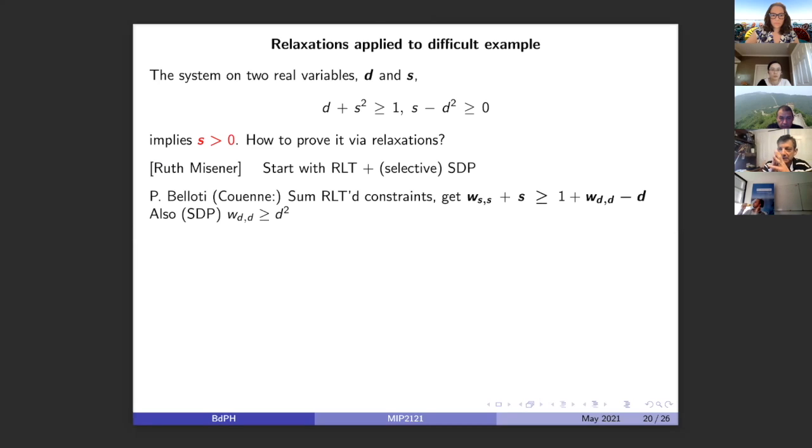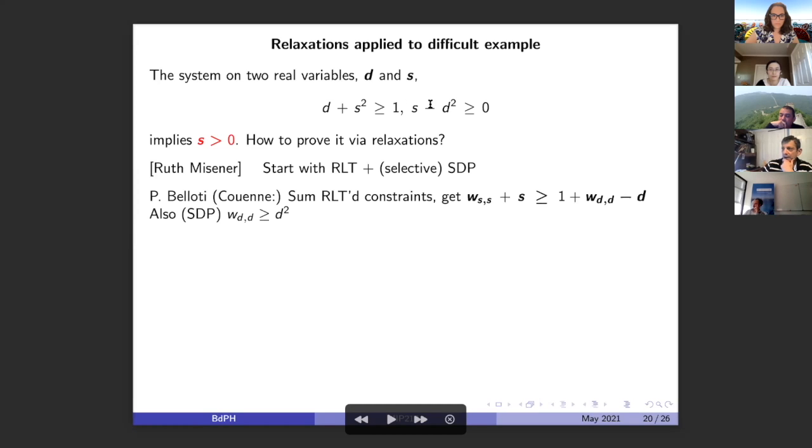First, Ruth Misener suggested the following methodology, which is the union of two methodologies that have not been implemented together in any code yet. They have been implemented separately, but not together. And so we use RLT and selectively SDP. Now one idea that has been implemented by Bellotti, Cohen and others is that if we RLT these two constraints and add them, we get this. WSS is the RLT variable representing S square, and WDD is D square.